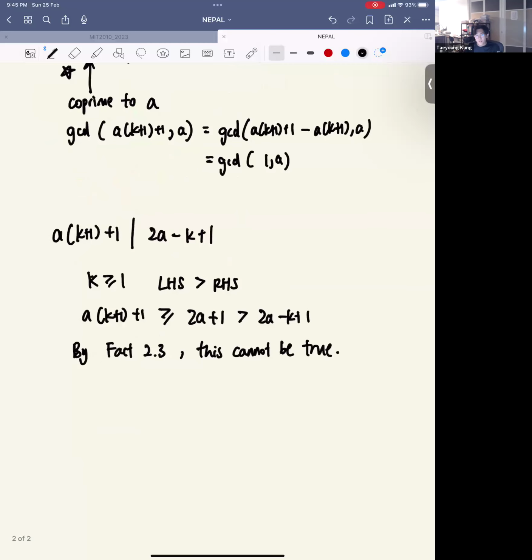Therefore, we must have that 2a minus k plus 1 equals the magnitude of the left-hand side. So we must have that the right-hand side must be equal to 0. So this just gives us that k is equal to 2a plus 1. So b must be equal to a times 2a plus 1.